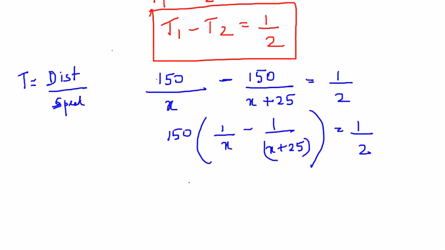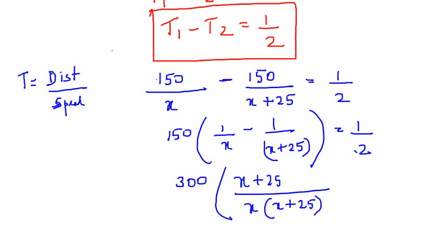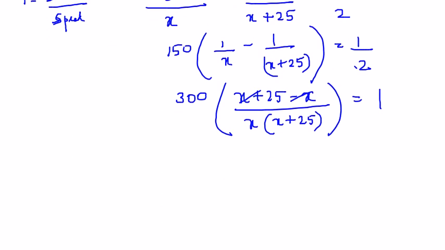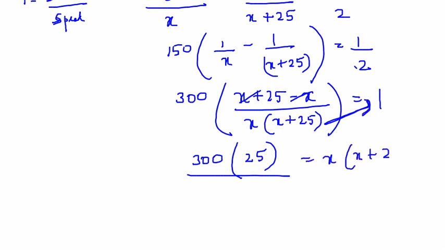Now just cross multiplying, this 2 goes to the other side, so it becomes 300. Here what is the LCM? x into x plus 25. So it becomes x plus 25 minus x, taking the LCM, is equal to 1. Minus x plus x gets cancelled, so you get 300 into 25, and taking this to the other side, is equal to x into x plus 25. So 7500 is equal to x squared plus 25x.